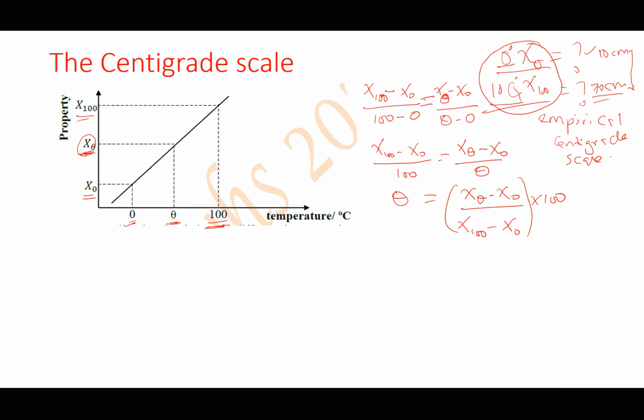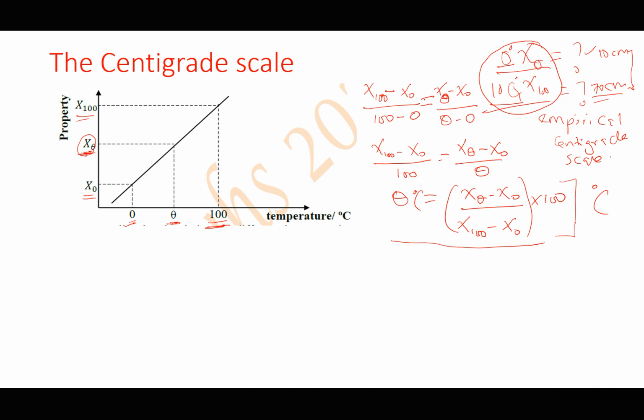Now this is on a centigrade scale, so it means I would be measuring theta in degrees Celsius, so this will be the answer in degrees Celsius. So this expression here, some students normally prefer to cram it, but it is easy. You just look at the property varying linearly with the temperature. From the property, you come up with a straight line. So that is what we call the centigrade scale.